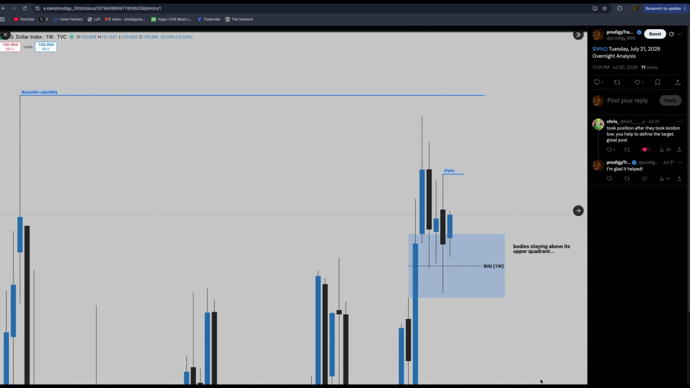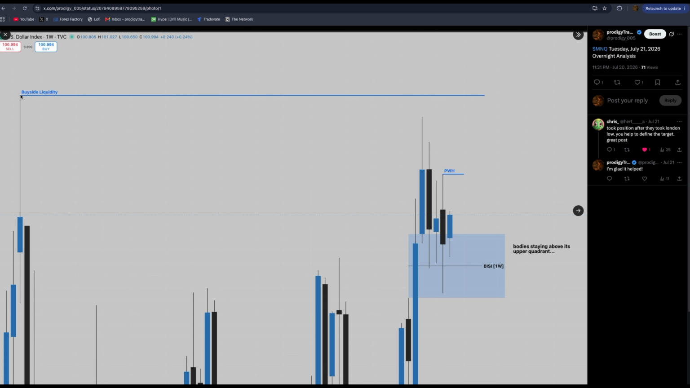But here on the weekly chart for the dollar index, we can see this buy side imbalance, sell side inefficiency from this candlestick's high to this candlestick's opening price, which is the volume imbalance that we have to take into account. And you can see the bodies are remaining well above the upper quadrant of this BISI. We have the previous week's high. This is the current weekly candle. So I was anticipating a run for the previous week high.